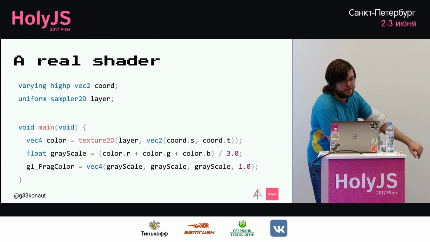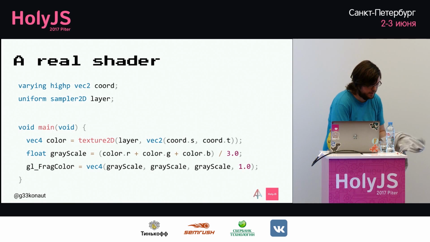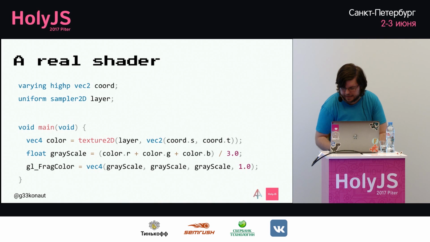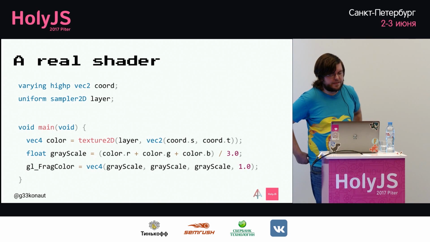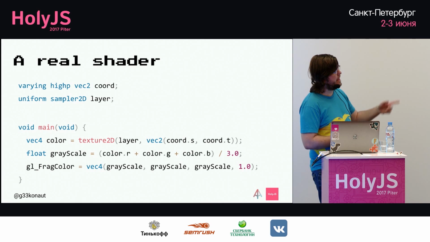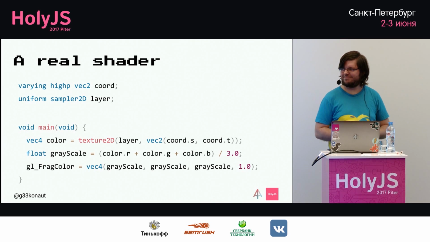So we are taking the layer that we are looking at a coordinate s and t, and then we add them together, we divide them by 3, and then we use them as the outgoing color vector.